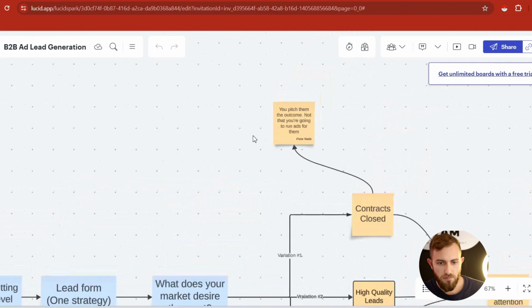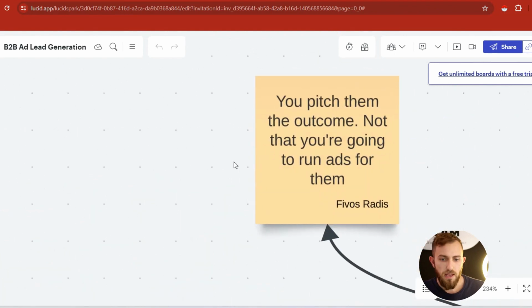And something very important again here is that you want to pitch your target audience the outcome that they want. You don't want to pitch them that you're going to run their ads for them. You don't want to pitch them that, I don't know, you're going to fix their website. Maybe, but is that the outcome that they want? Because they can find all kinds of companies to run their Facebook ads, Instagram ads, Google ads, do SEO and stuff like that.